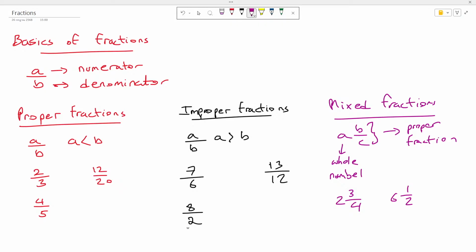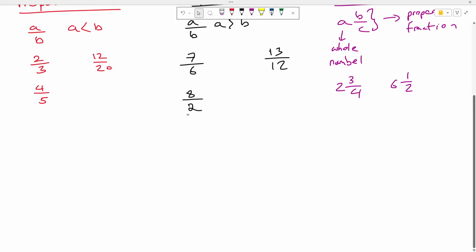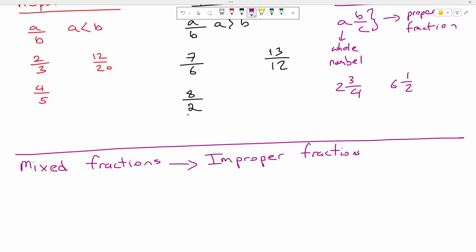So step number one, what we'll be learning today is how we can convert our improper fractions to mixed fractions and mixed fractions to improper fractions. Now let me look at some questions first, and then we can take it from there. So we're going to change mixed fractions to improper fractions. This will be more than one question.